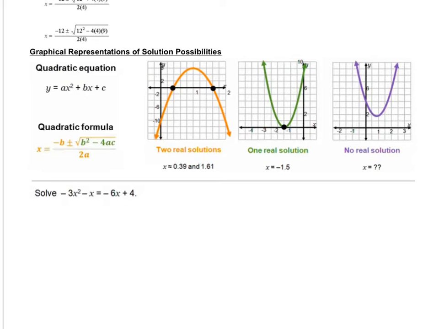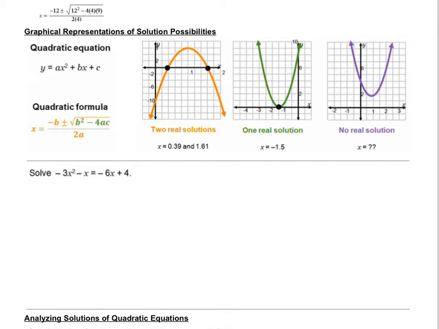Okay, so on the next page, we have these graphical representations of solution possibilities. When we use the quadratic formula, we can use what's underneath the radical to help us understand what kind of solutions we're going to get. We're either going to get two solutions, where it hits the graph twice, one solution, where it hits the graph once at the vertex, or no real solution. This would give us a complex solution, and that's where it doesn't hit.